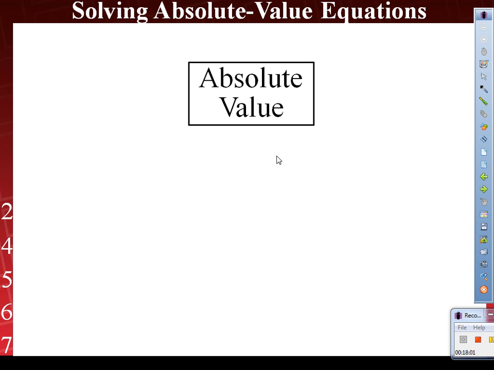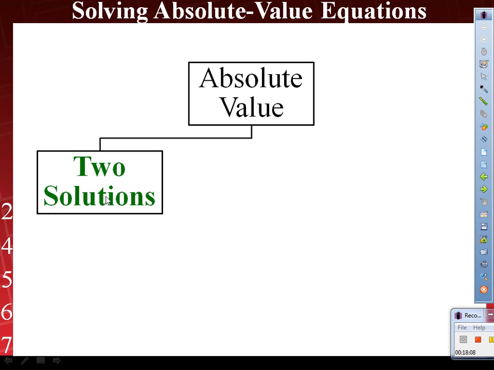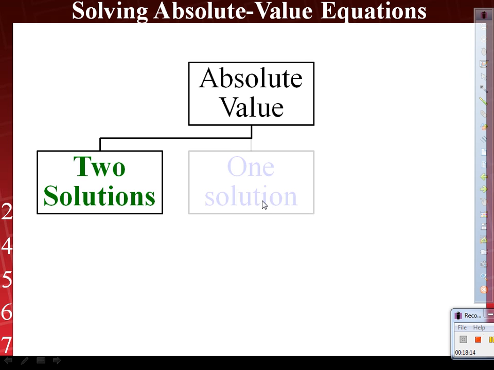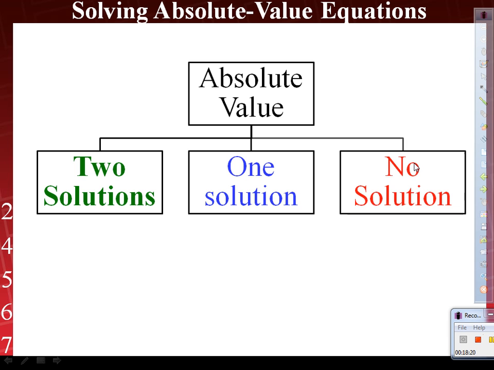Summary, let's see. Look up. Absolute value. What did we learn? Whenever the absolute value equals a positive number, how many solutions? 2. Whenever the absolute value equals 0, we have one solution, and whenever the absolute value equals a negative, there is no solution. Everybody got it?